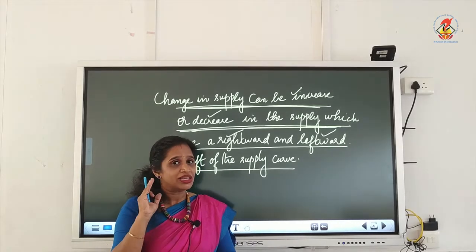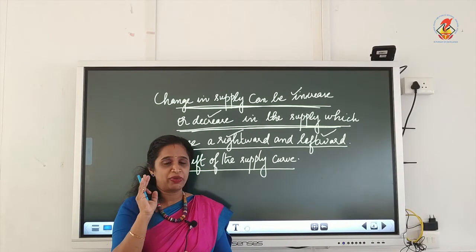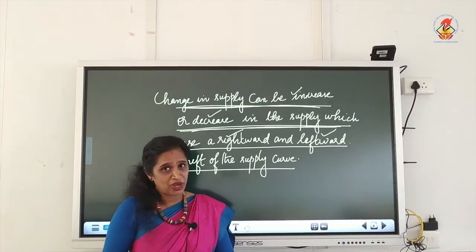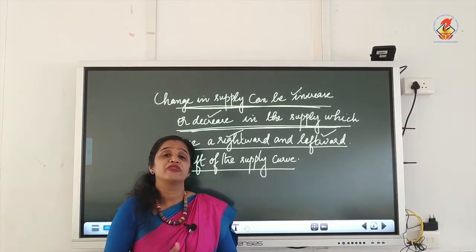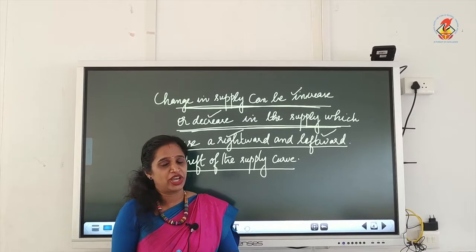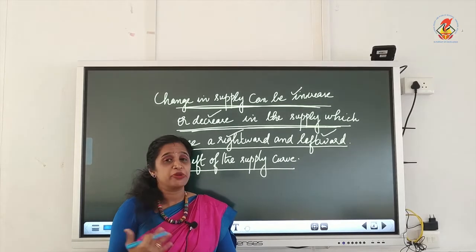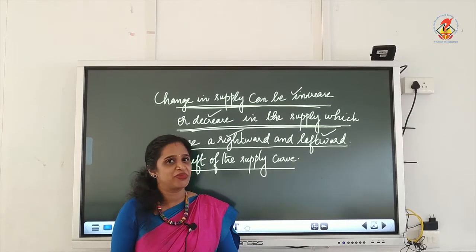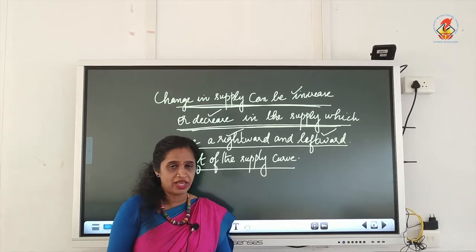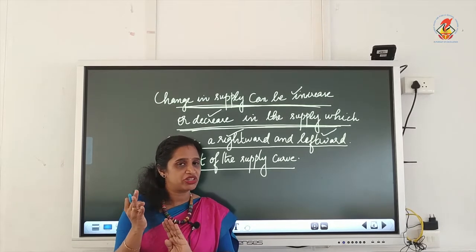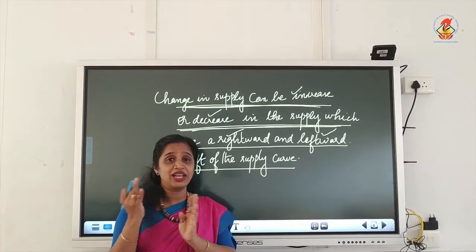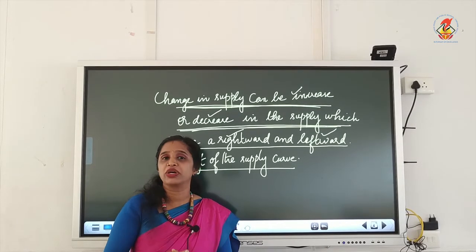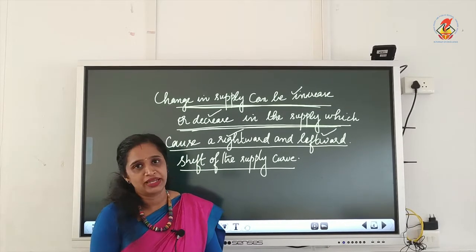So, keeping all these points in your mind, we are going to explain the concept of appreciation and depreciation. I told you appreciation and depreciation of currency can happen whenever there is a change in the demand and change in the supply. Therefore, the rightward and leftward shift of the demand curve, and rightward and leftward shift of the supply curve, are the concepts which we are going to use here simultaneously.